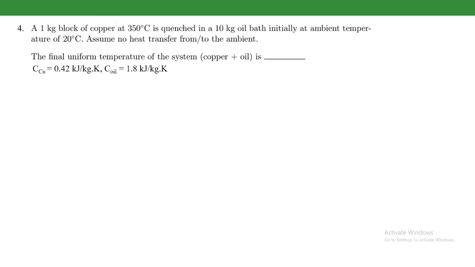Okay. So this is a 1 kg block of copper at 350 degrees Celsius quenched in a 10 kg oil bath initially at an ambient temperature of 20 degrees Celsius. These are two parts. A block of copper is dipped into an oil bath, which is initially at ambient temperature. Assuming that there is no heat transfer from and to the ambient, other than the oil bath, there is nothing with which the block of copper is exchanging heat. The final uniform temperature of the system is what?